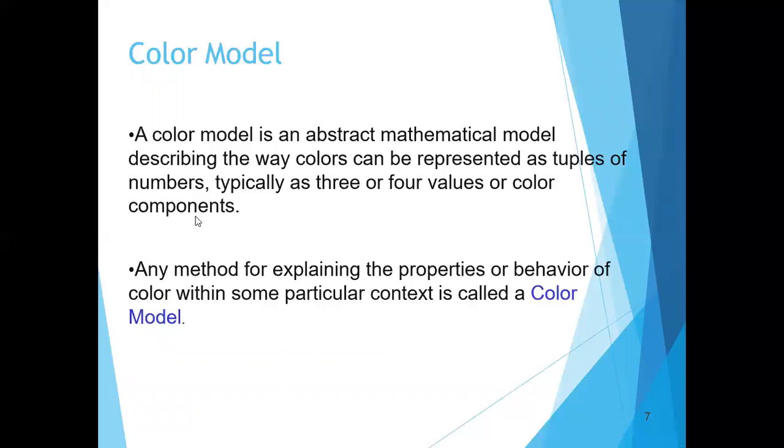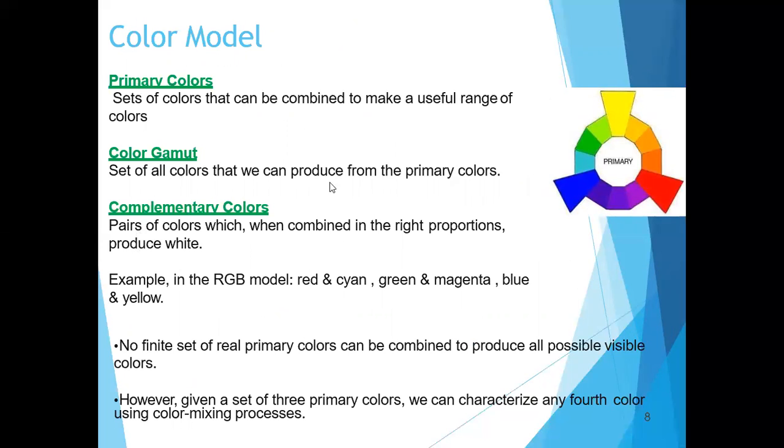Before starting the color models, let us have a basic introduction to the different types of primaries. What do we mean by primary colors? Primary colors are your RGB colors: red, green and blue. The set of colors that can be combined in order to make a useful range of colors, we call primary colors. The set of all colors that we can produce from the primary colors, we call the color gamut.